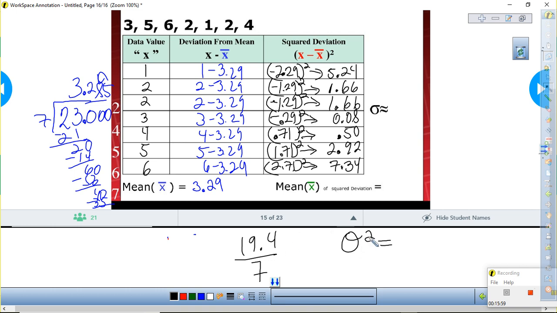All right. Who's got standard deviation squared? Leslie. 2.77. So far, so good. Are we there so far?